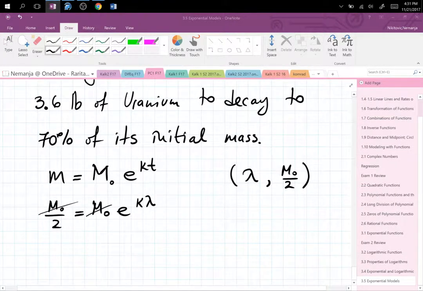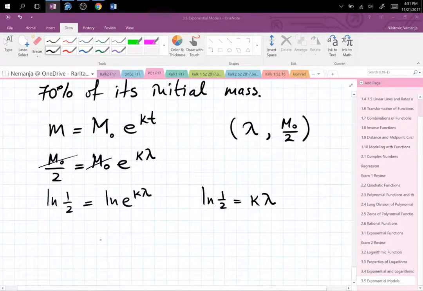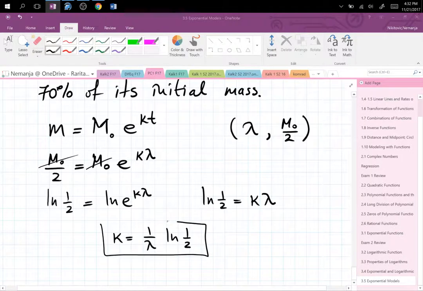You take ln of both sides, so you have ln of 1/2 is equal to ln e to the k lambda, from where ln 1/2 is equal to k lambda, and there's your equation for k. It's 1 over lambda times ln of 1/2. If you divide both sides by lambda to get k alone, because that's what we are interested in. Once we have k, we have a mathematical model. We can calculate whatever we want.